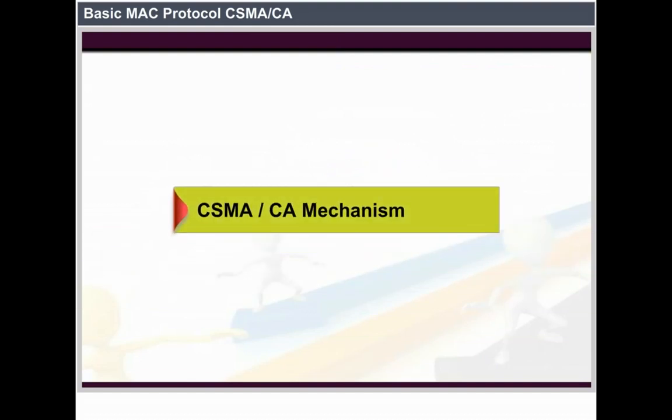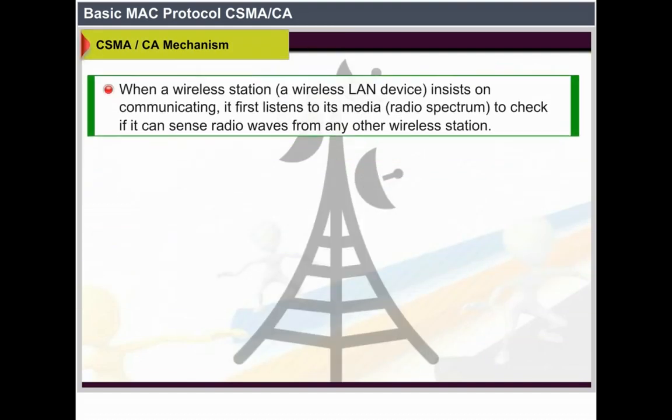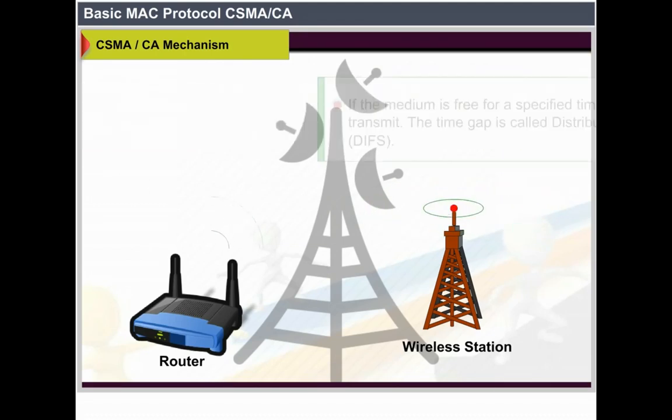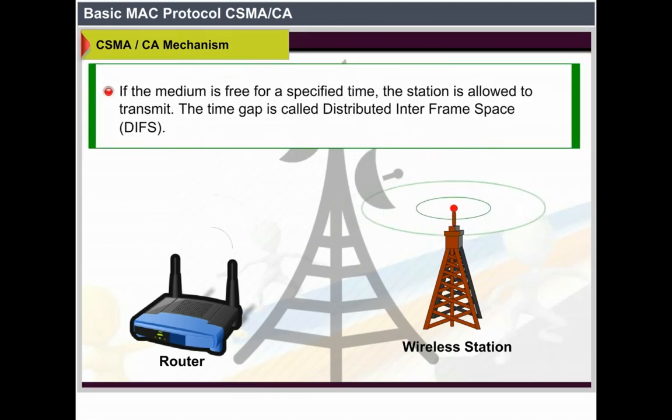CSMA/CA mechanism. When a wireless station, a wireless LAN device, wants to communicate, it first listens to its medium, the radio spectrum, to check if it can sense radio waves from any other wireless station. If the medium is free for a specified time, then the station is allowed to transmit. This time interval is called the distributed interframe space, DIFS.